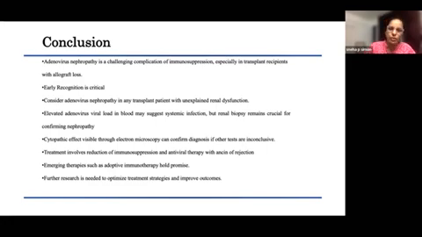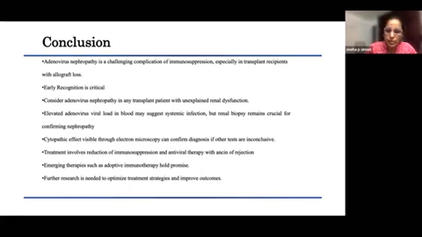Conclusion. Adenovirus nephropathy is a challenging complication of immunosuppression, especially in transplant recipients with graft loss. Early recognition is critical. Consider adenovirus nephropathy in any transplant patient with unexplained renal dysfunction. Elevated adenoviral load in blood may suggest systemic infection, but renal biopsy remains crucial for confirming the nephropathy. Cytopathic effect visible through electron microscopy can confirm diagnosis if other tests are inconclusive.